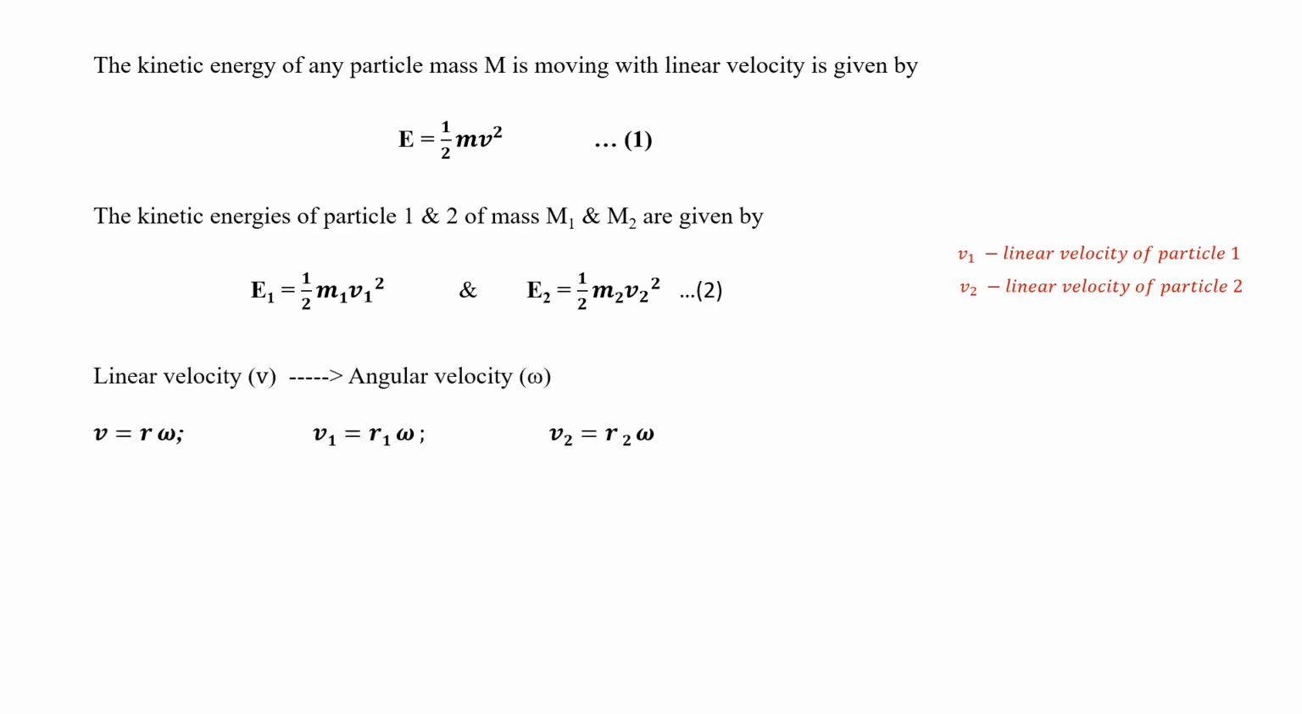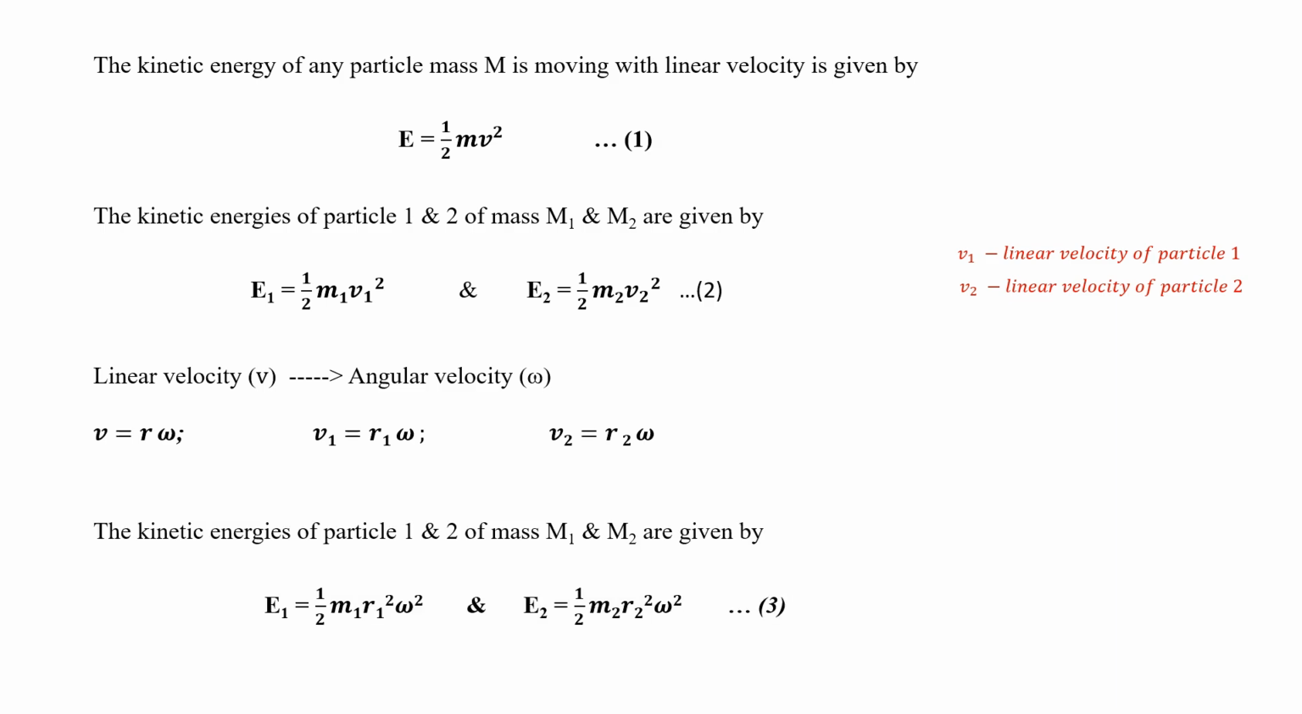The motion is rotating about an axis, so we have to convert the linear velocity into angular velocity. The formulas provided convert the linear velocity into angular velocity. By using this relationship in equation 2, we can derive a new expression for E1 and E2 like this, where omega is the angular velocity of the particle, and R1 and R2 are the distances of mass m1 and m2 from the center of mass.